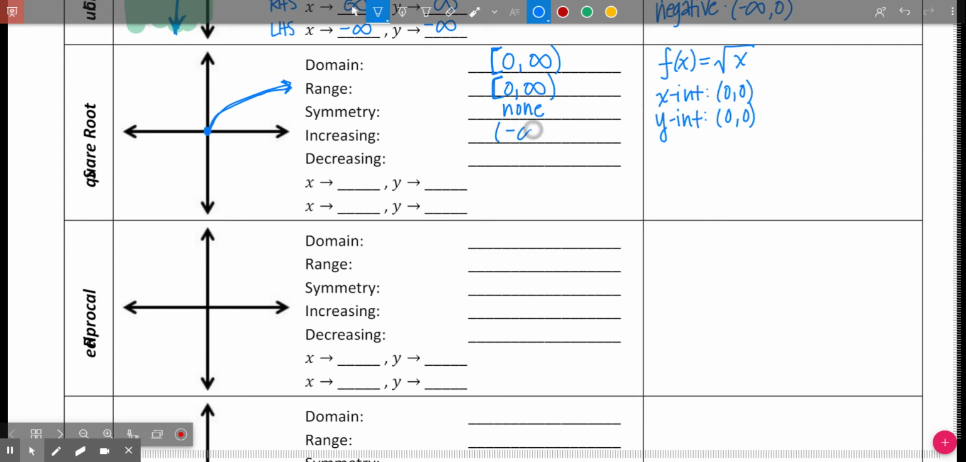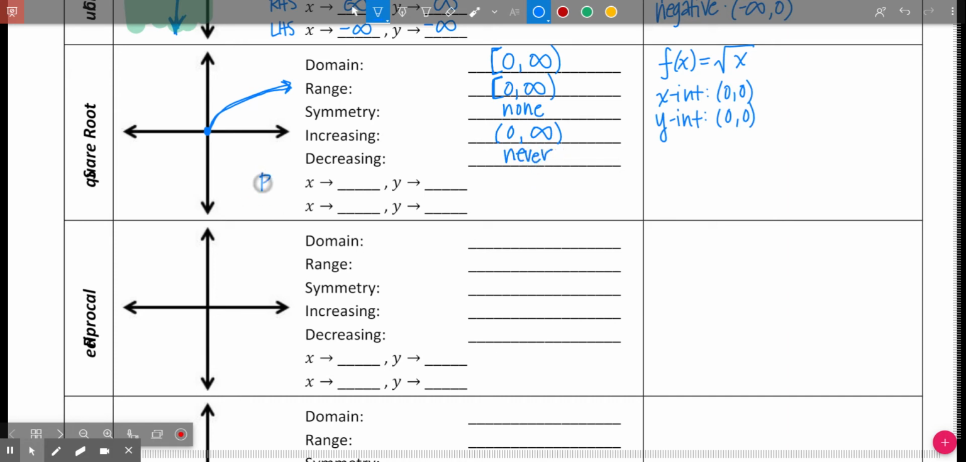It is always increasing, but we don't say from negative infinity to positive infinity. We say that it's increasing on the interval 0 to infinity because we don't actually go to negative infinity. It is never decreasing.